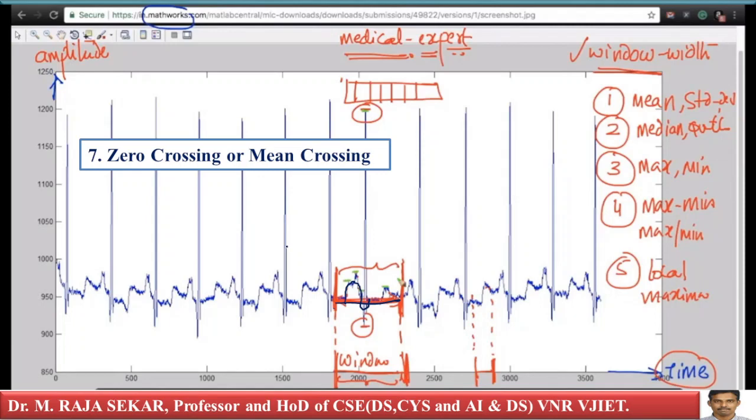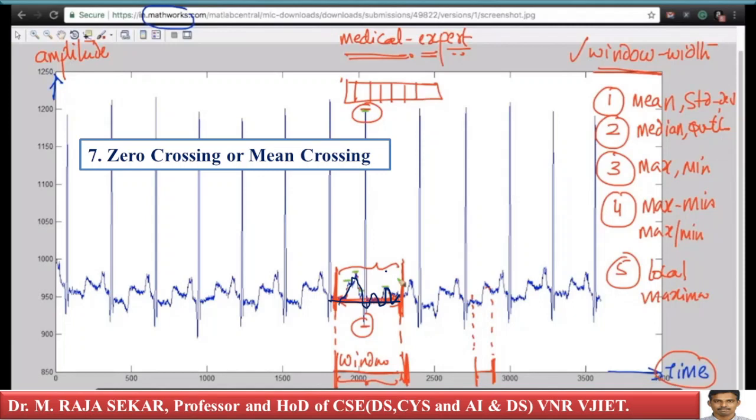Let me repeat. The other feature could be something called zero crossing or mean crossing. For this particular window of data, given this mean value, we have to check how many times the signal is crossing the mean. That is called zero crossing. Let me assume this is the mean value. You have to check how many times this particular signal crosses the mean value. That is known as mean crossing.